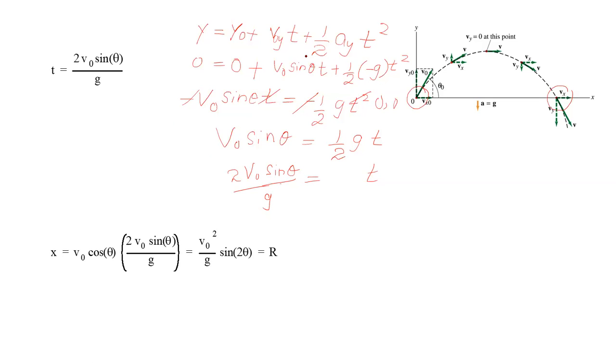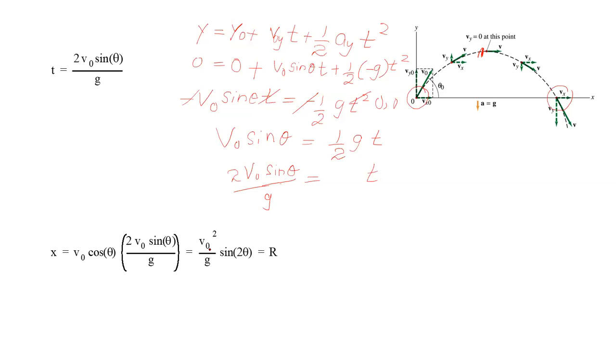I did not put any surprises here. I'll put everything you learn up to here. And this is the time for total air time, or how long the object was in the air. If I ask how long it takes to go to the maximum height, you can just divide it by 2, and you will end up with v naught sine theta over g.